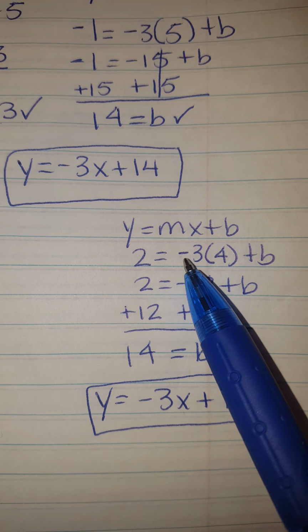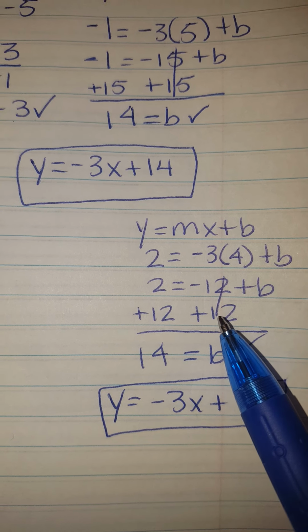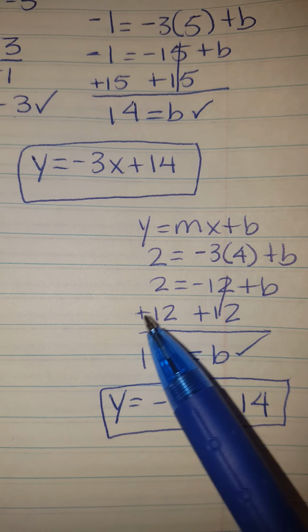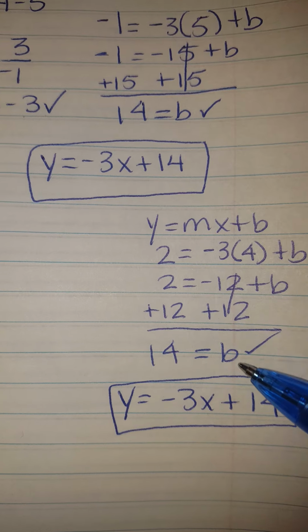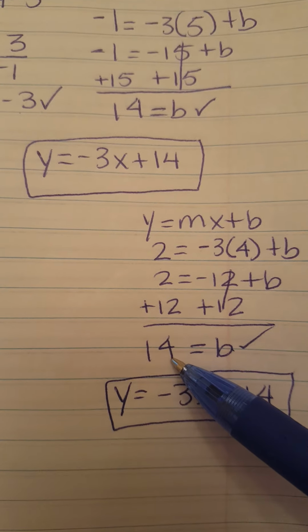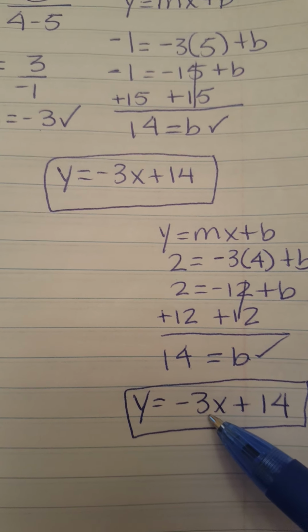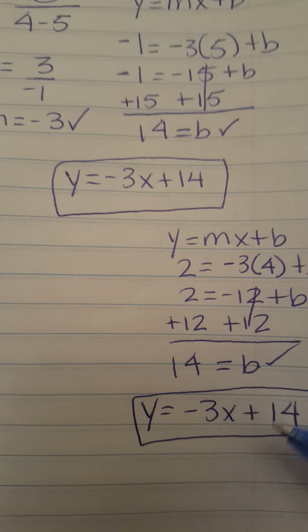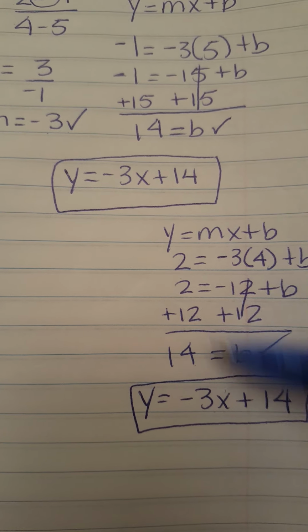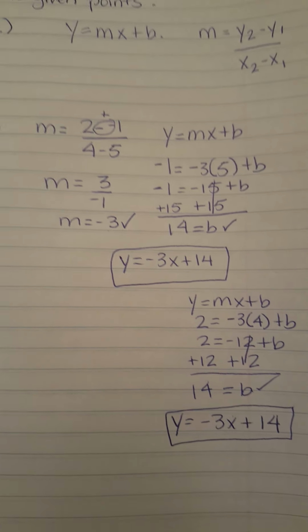Doing the computation here, -3 times 4 is -12. To get the 12 to the other side, I added it to both sides. The 12s cancel. b is by itself, and 2 plus 12 is 14. Now, my equation is y equals -3x plus 14. As you can see, it doesn't matter which point you choose to use, both equations will be the same.